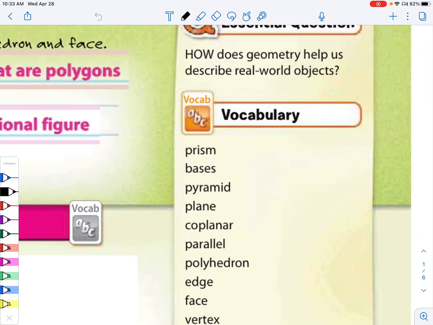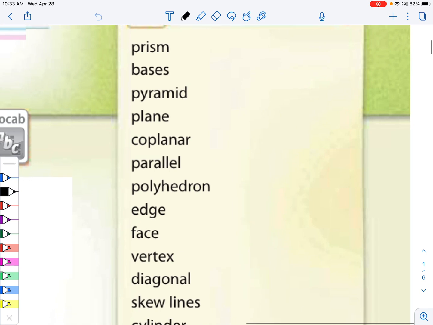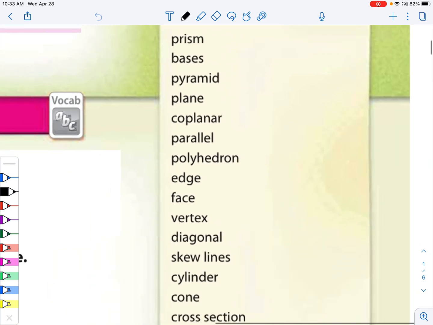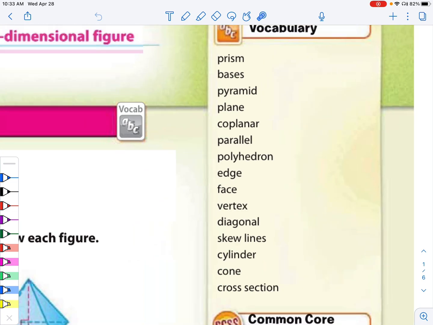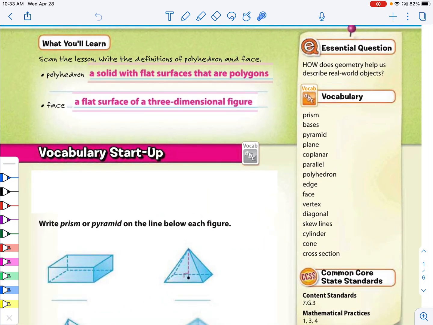The vocabulary that we'll be discussing in this lesson are the following. There's a bunch of them, so take note of these. Prism, basis, pyramid, plane, coplanar, parallel, polyhedron, edge, face, vertex, which you already know, diagonal, skew lines, cylinder, cone, and finally cross section.